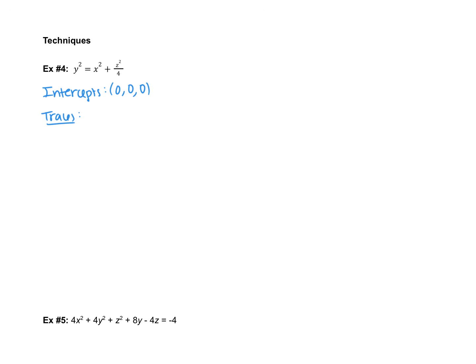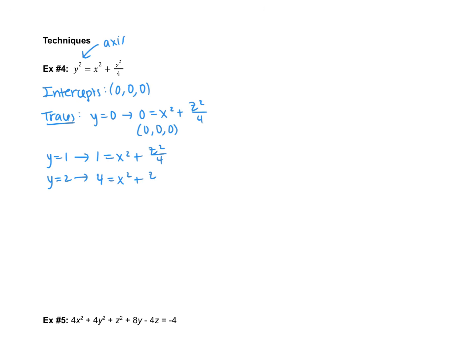Because it's y squared equals, we can probably guess that y is going to be our axis. So I would choose some values for y. If y is equal to 0, it gives us 0 equals x squared plus z squared over 4, which again is just that point 0, 0, 0. If y is equal to 1, 1 is equal to x squared plus z squared over 4.